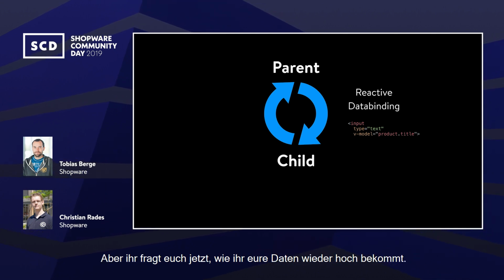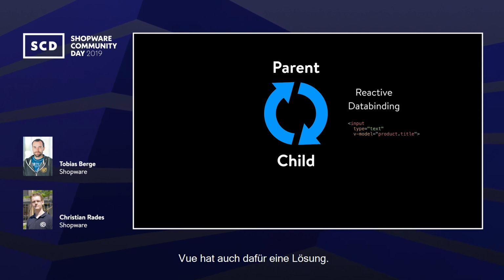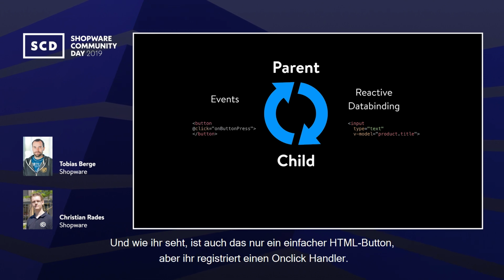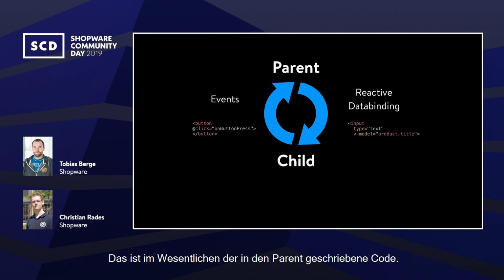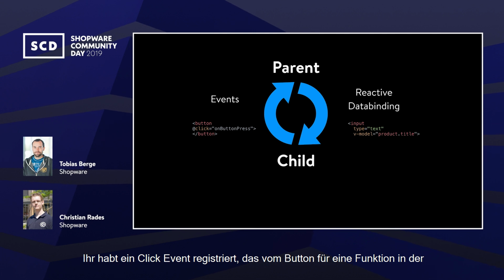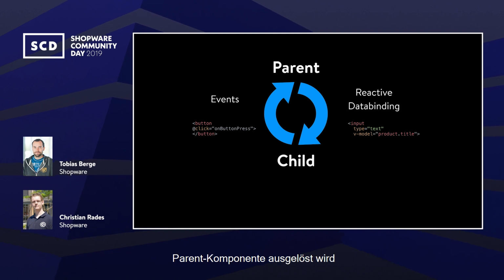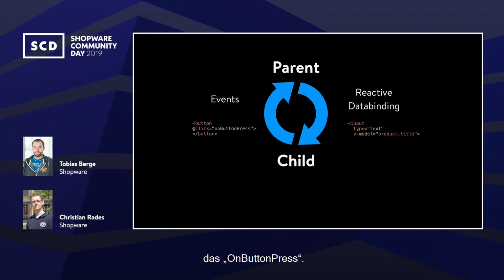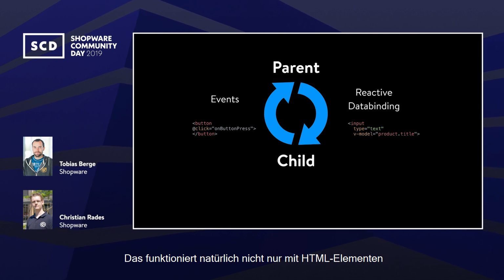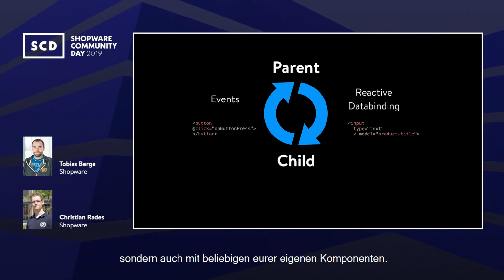But now you're thinking, how do I get my data back up? Vue also has a way to do this. It's called events. And as you can see, it's again just a simple HTML button, but you register an on-click handler. So this is basically the code as it's written in the parent. You have registered a click event that's thrown by the button to a function in the parent component. This is the on-button press. And of course, this doesn't work just with HTML elements. This does also work with all kinds of your own components.